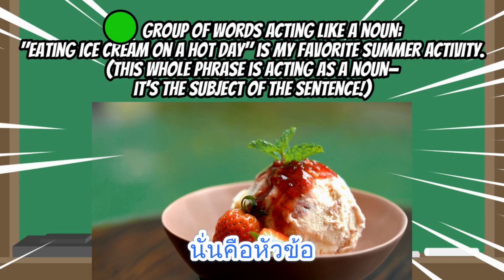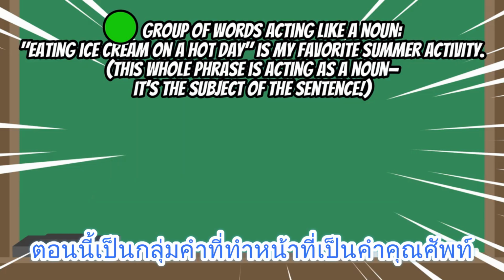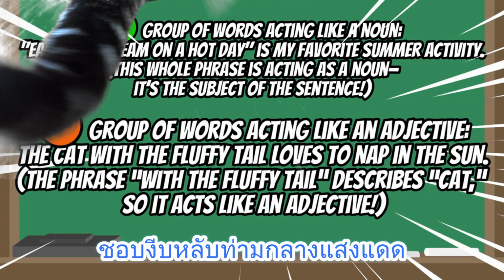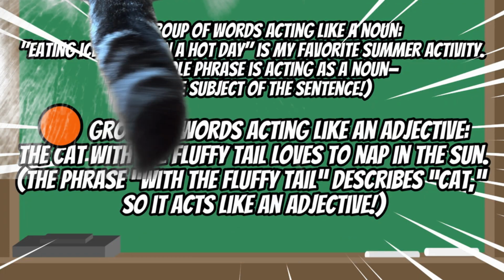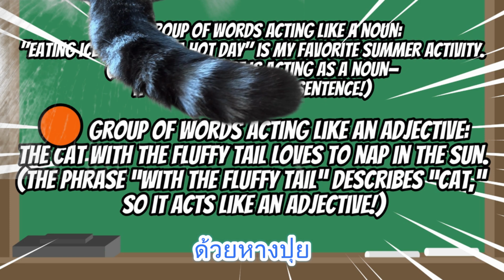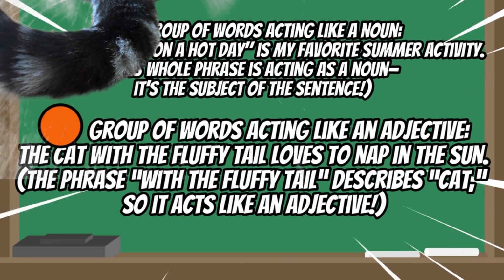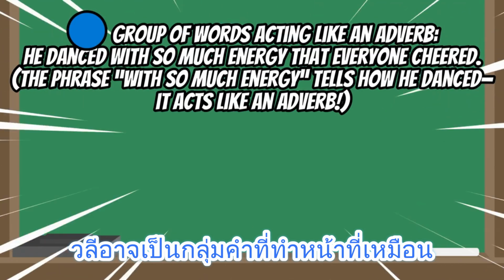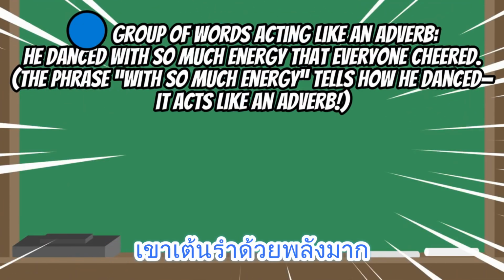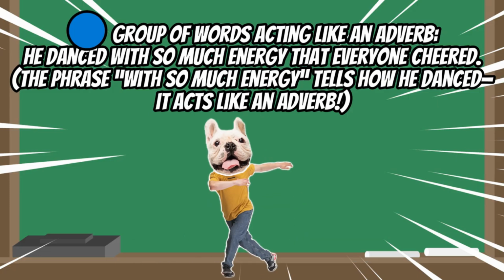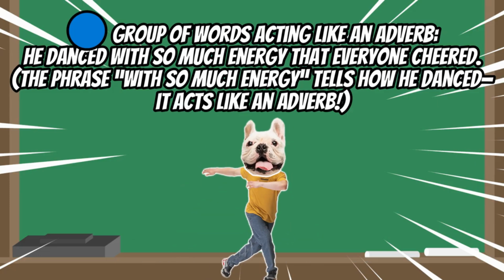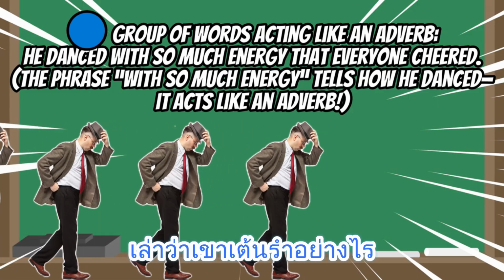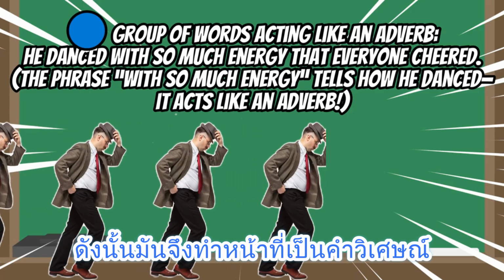That is the subject. Now a group of words acting as an adjective. The cat with the fluffy tail loves to nap in the sun. So the phrase with the fluffy tail describes the cat. So it's acting as an adjective. Phrase can be a group of words acting like an adverb. He danced with so much energy that everyone cheered. The phrase with so much energy tells how he danced, so it acts as an adverb.